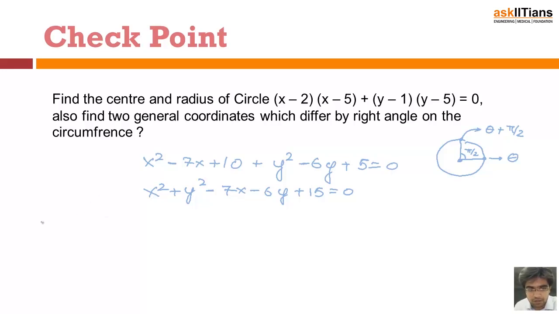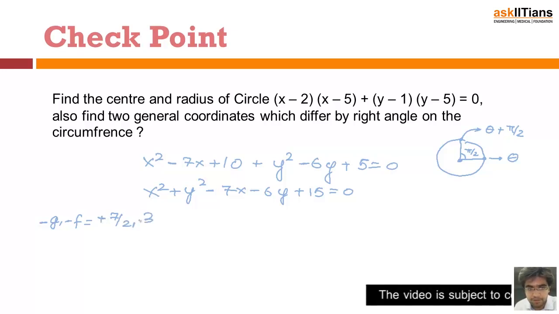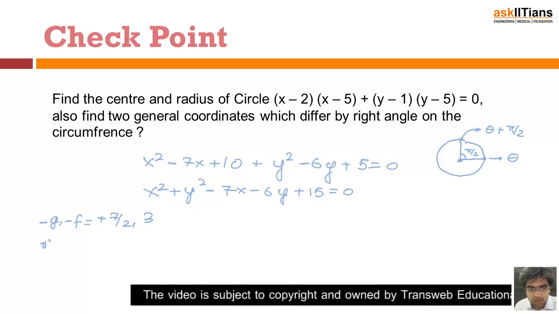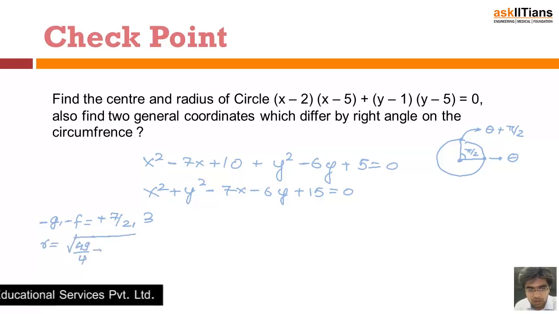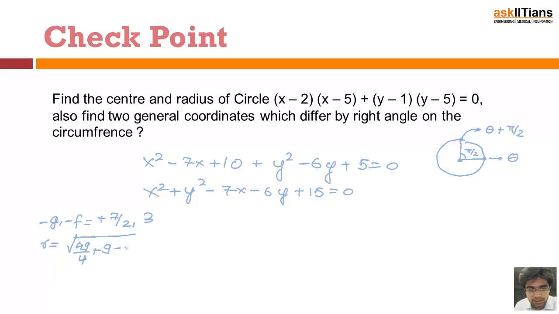Now what are the coordinates of the center? Minus g comma minus f. That means 7 by 2 comma 3. This is your center. What is your radius? Radius is root of g square plus f square minus c. That means root of 49 by 4 minus 6. That means you will get root of 25 by 4, or your radius is 5 by 2. Obviously the radius has to be positive, so you don't have to write plus minus. Okay, the radius is 5 by 2.